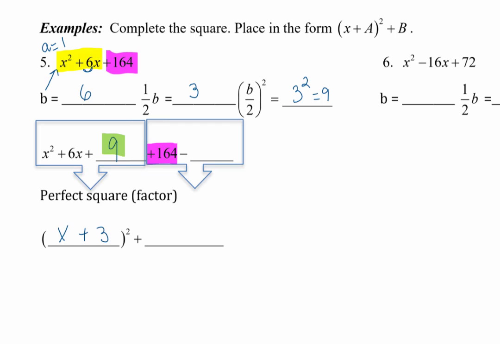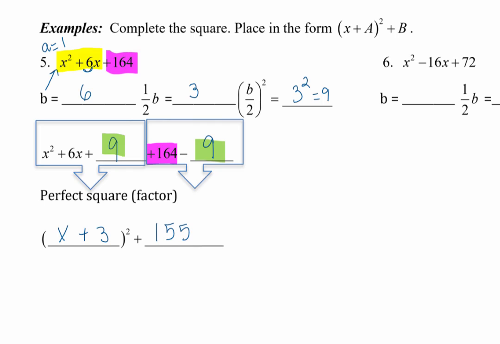So what we're going to do is this little trick. Since we added a 9 here, we're going to subtract the 9 from the 164. Basically, we're taking 9 away from the 164, grouping it over here with the x squared plus 6x to make a perfect square. But then what's left over when we take the 9 away from 164? Well, that's 155.